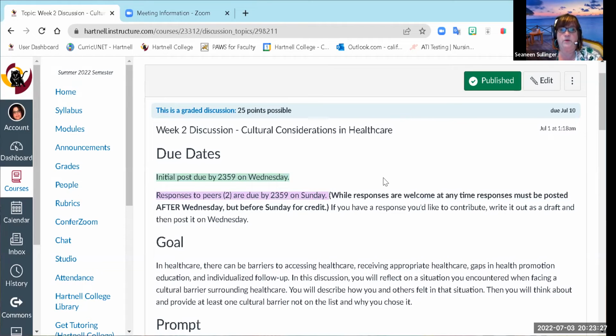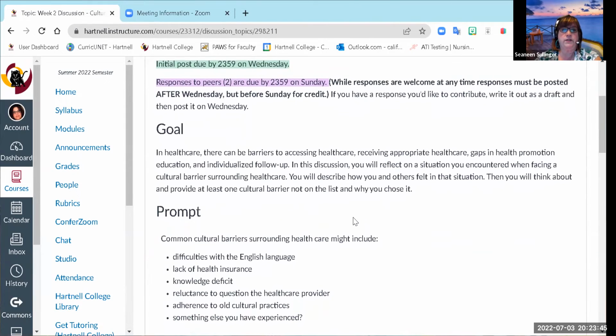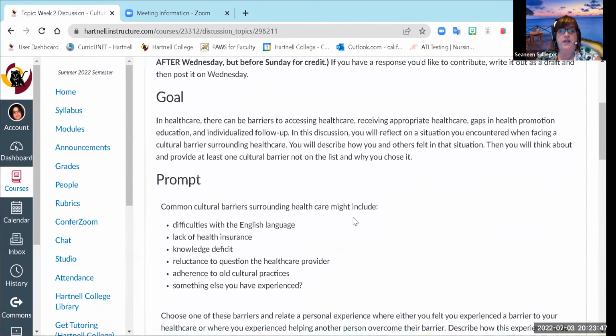If people could respond right away, then only the first couple people that put their initial post up would have responses. And really this needs to be a discussion, a back and forth. And so if a student asks a question, then go ahead and reply back to it and have a back and forth discussion. And so for this discussion, we're looking for barriers to accessing healthcare. That's something that you learned a little bit about in the first week.